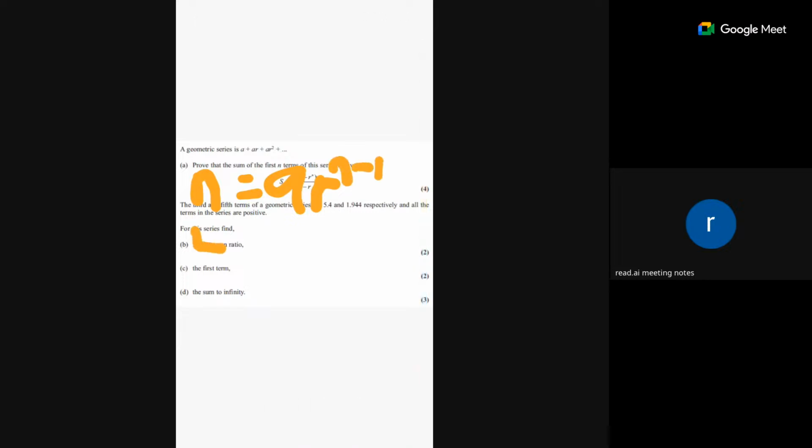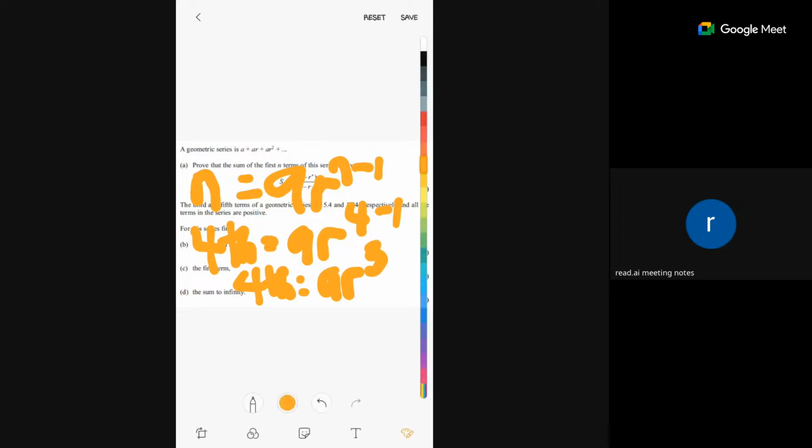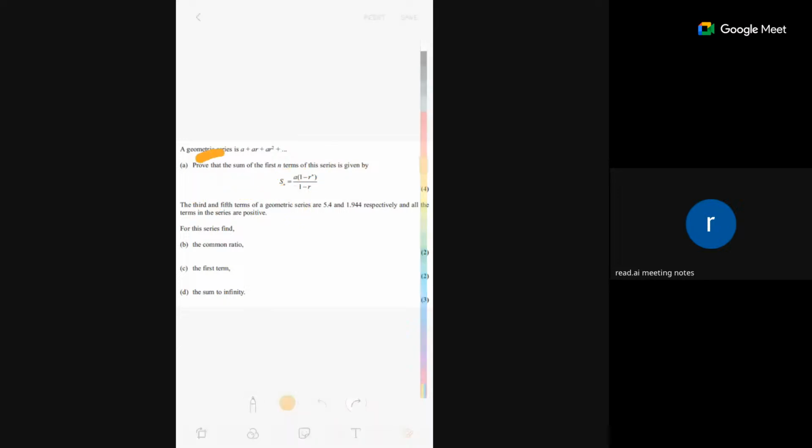So I'm going to have the fourth term equals a r to the power of 4 minus 1, so the fourth term is ar cubed. It's still the same as your AP, where I told you that for the common difference you reduce the number of terms by 1. Same thing for our GP too. Since I'm on the fourth term, I'm going to reduce the power of my common ratio by 1, so I'm going to have r raised to power 3. If it is the fifth term, don't forget, I'm going to have a raised to the power of 5 minus 1, that is what?